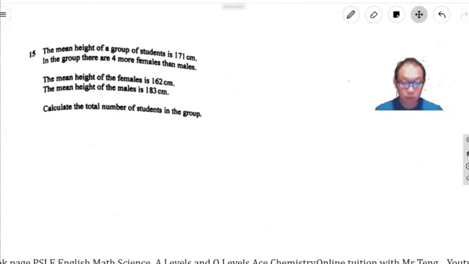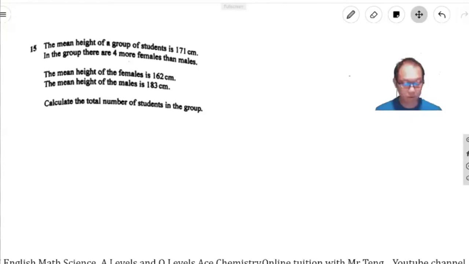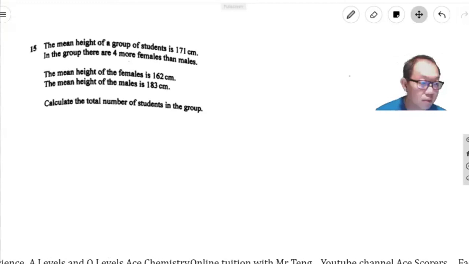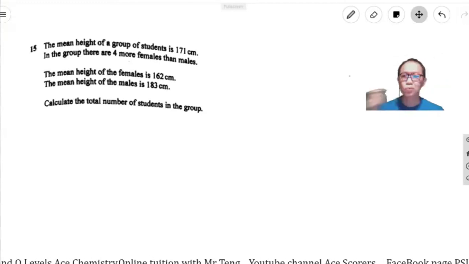15. Total number of students. Yeah, this one okay also. All these, but this is 4 marks, eh? Why 4 marks? Is it very difficult? You want to take a look? This question is 4 marks. Strange. Take a look.